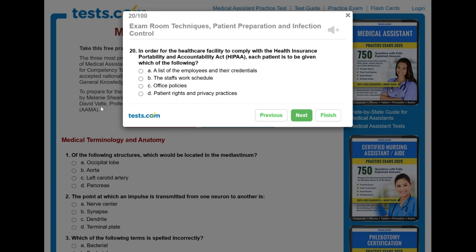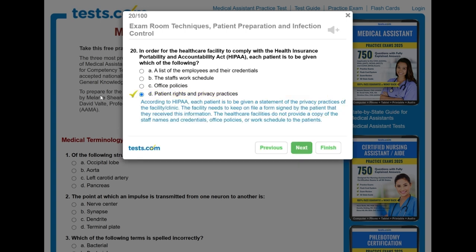Question 20. In order for the healthcare facility to comply with the Health Insurance Portability and Accountability Act, HIPAA, each patient is to be given which of the following? A. A list of the employees and their credentials. B. The staff's work schedule. C. Office policies. D. Patient rights and privacy practices. D. Patient rights and privacy practices.